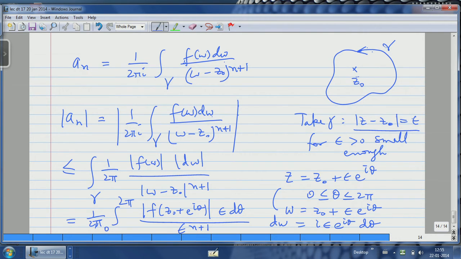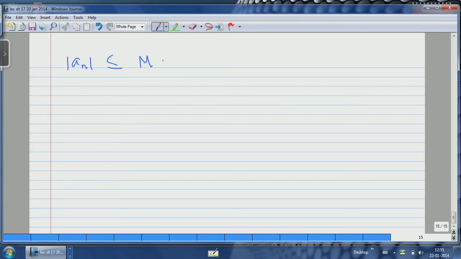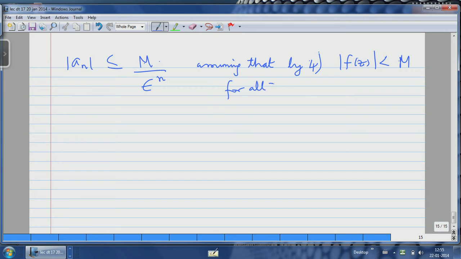What I'll get is M times epsilon times 2 pi divided by 2 pi times epsilon to the n plus 1. Mind you, when I integrate d theta from 0 to 2 pi, I get 2 pi, and that 2 pi cancels the 2 pi outside. So basically I get mod a_n is less than or equal to M by epsilon to the power n. This is all I get, assuming by condition 4 that mod f(z) is less than M for all z close to z naught, where we assume gamma also lies.